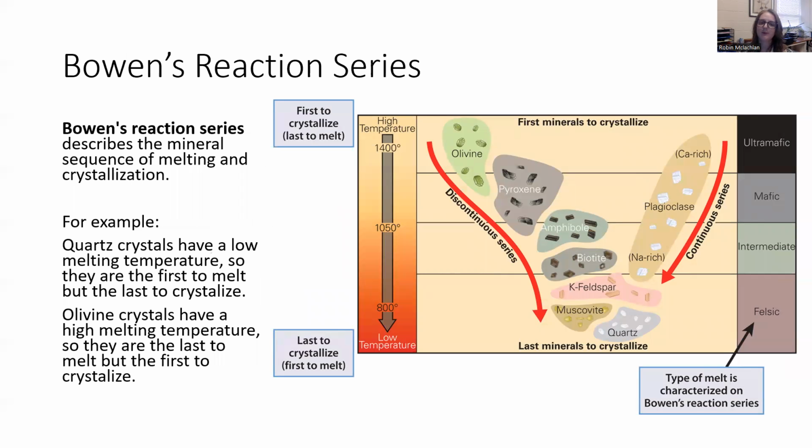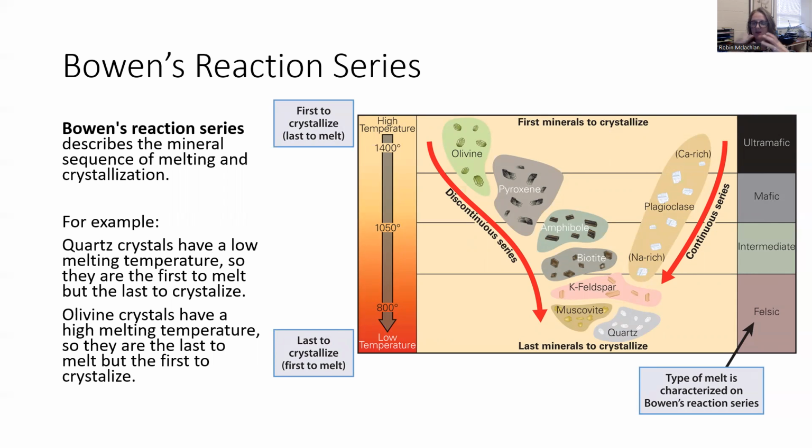And this is described by Bowen's reaction series. Bowen's reaction series just lists out a lot of very common minerals and orders them from lowest melting temperature to highest melting temperature, right? The lowest melting temperature, those are those felsic minerals, the ones with lots of silica like quartz, muscovite, potassium feldspar. They're going to be the ones to melt first. But likewise, they're going to be the ones to crystallize last, right?